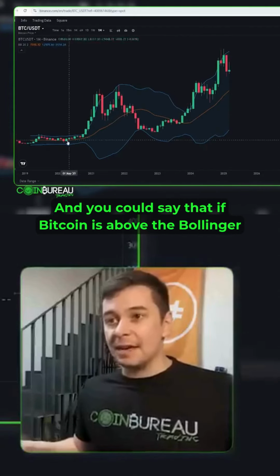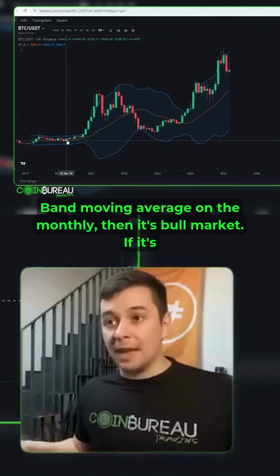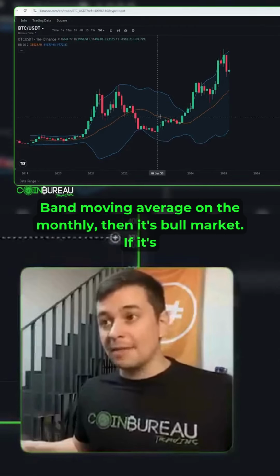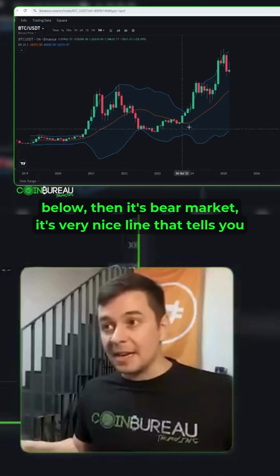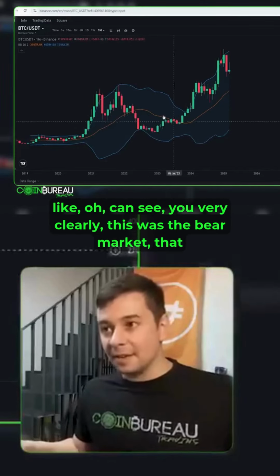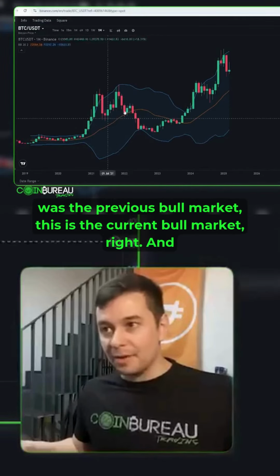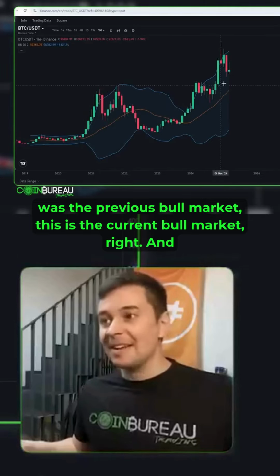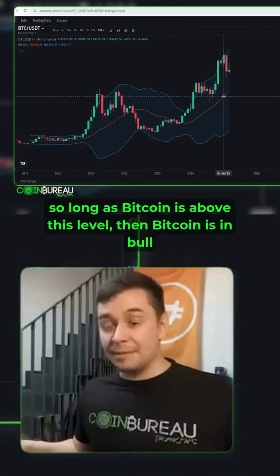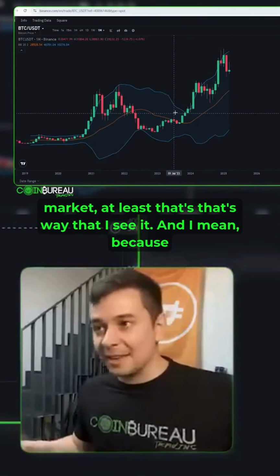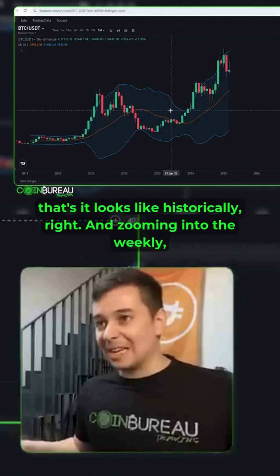And you could say that if Bitcoin is above the Bollinger Band moving average on the monthly, then it's in a bull market. If it's below, then it's in a bear market. It's a very nice line that tells you, I can see very clearly this was the bear market, that was the previous bull market, this is the current bull market, right? And so long as Bitcoin is above this level, then Bitcoin is in a bull market. At least that's the way that I see it. And I mean, because that's what it looks like historically, right?